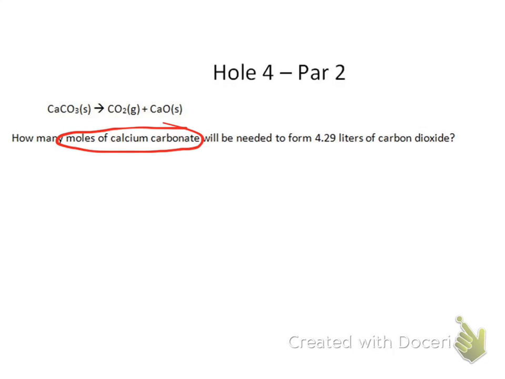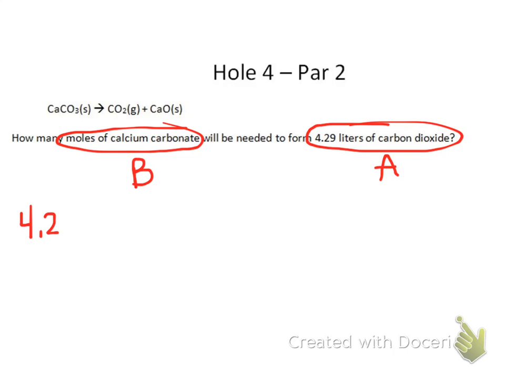How many moles of calcium carbonate, if you're starting out with that many liters of carbon dioxide? There's your given. That's what the question wants to know. But this is a problem: 4.29 liters. Is that a mole to mole ratio yet? No. Can I get it to a mole? 4.29 liters, how many moles is that?